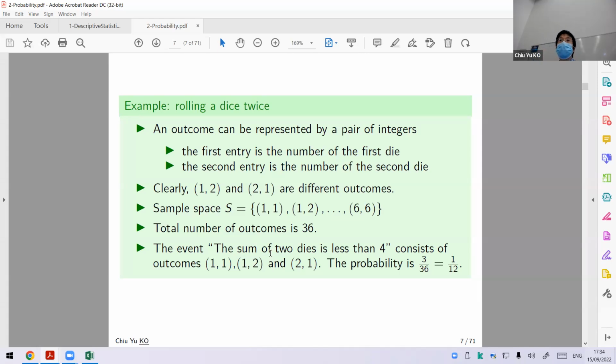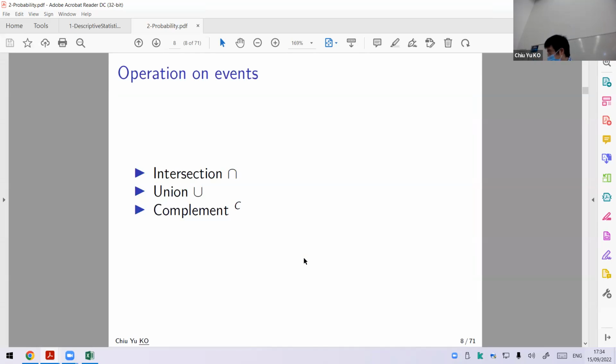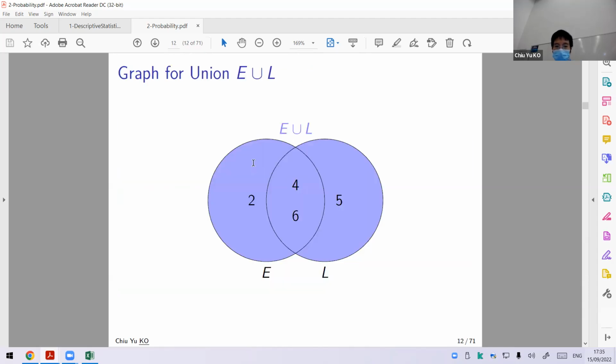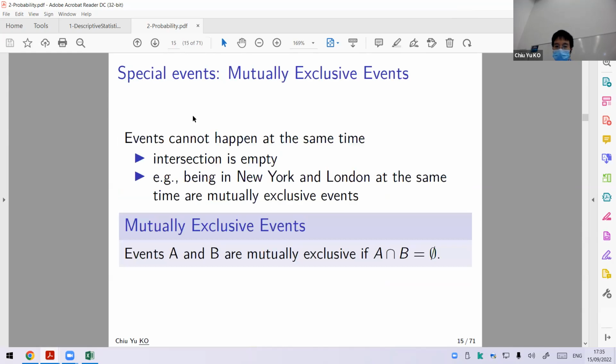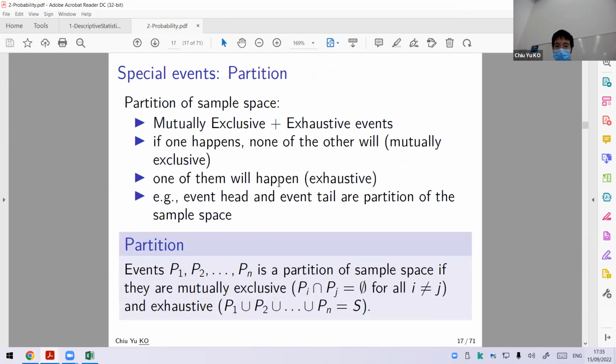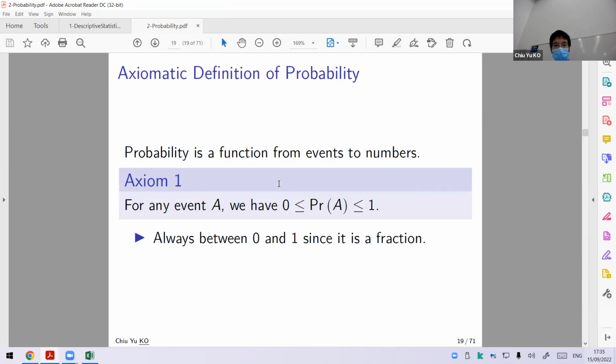Is that okay? I think that shouldn't be difficult. But is there any question? If no, then we unfortunately need to introduce some kind of set operation, or operations on events. And then later we will talk about some special things. And after that, at the end, we will start from the axiomatic definition of probability.